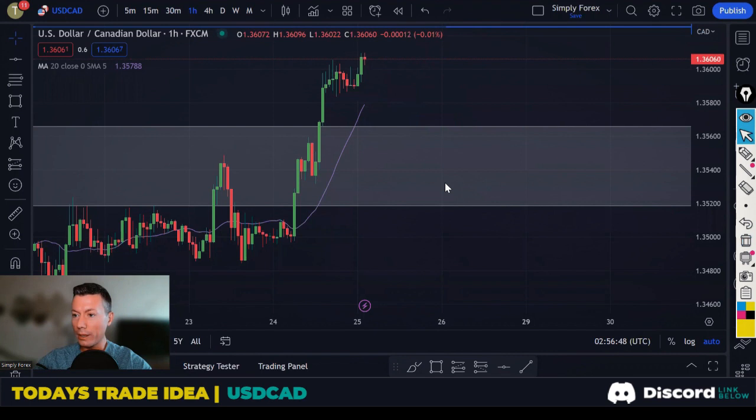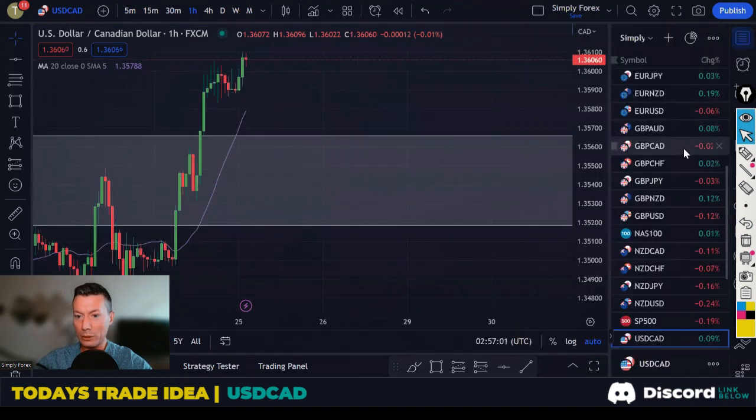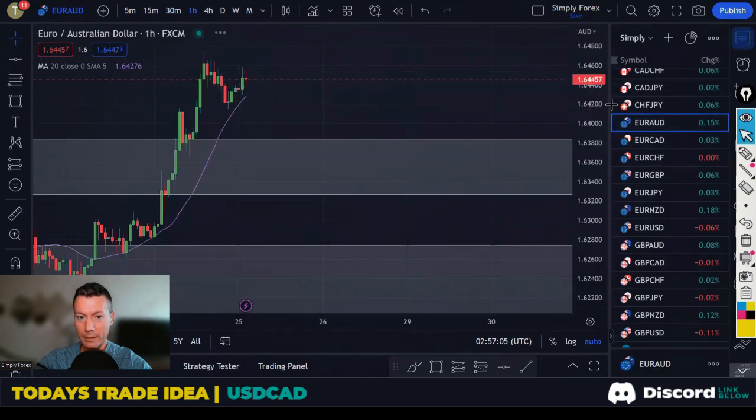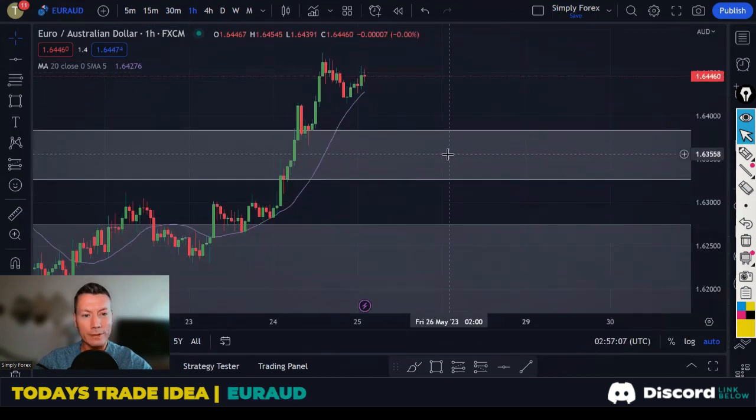So that's the dollar pairs, guys. US dollar Canadian dollar short, Aussie dollar US dollar short, US dollar Canadian dollar long. But there's more. There's many trades today. What else are we looking at? We're also looking at Euro Aussie dollar. There's also Aussie dollar Swiss franc, but I prefer Euro Aussie dollar.